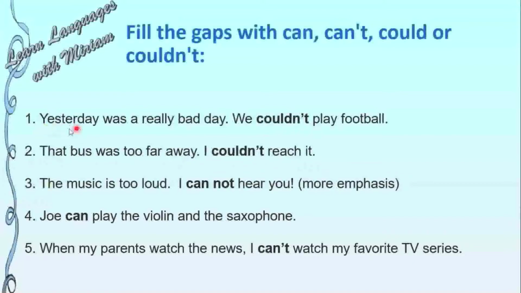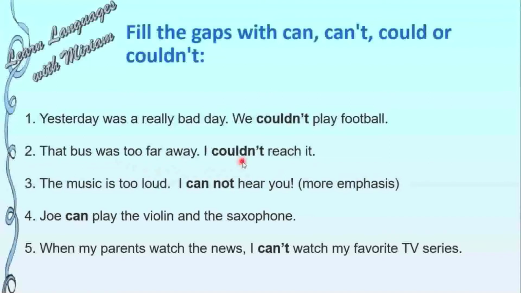So as yesterday was a bad day, we couldn't, this has to be in the negative, play football. Second one, that bus was too far away. I couldn't reach it. Do we have a date here? No, but we have this verb in the past simple. So we have to write can in the past.